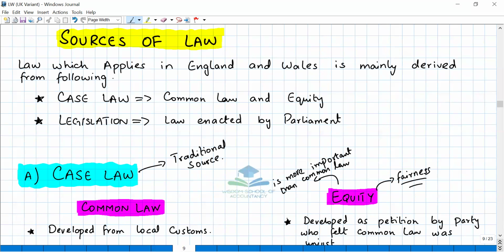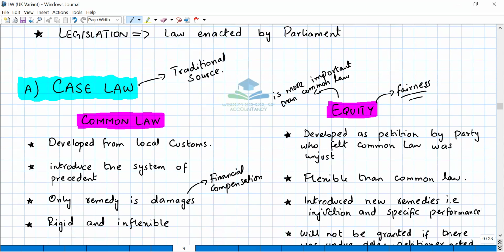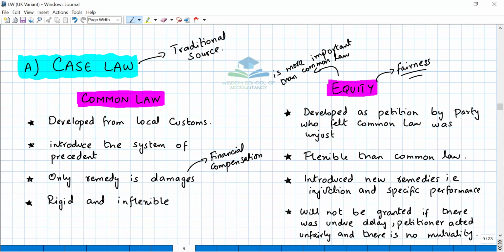Case law is a traditional source of the law, the old source that is coming through the system of the UK, while legislation is a modern source of the law that is created by the parliament. Now let's understand these two sources in detail. So first comes the case law.